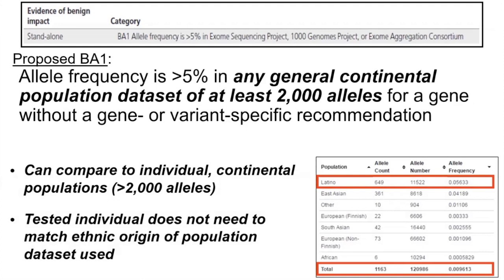So for example, for this variant seen here on the right, I have a screenshot from gnomAD. You can see that the overall aggregate frequency across all the populations was about 0.9%. However, if you look in the Latino population, this variant is above 5%. So in this case, you could call this variant benign because of this high allele frequency in the Latino population, even though the global population frequency is less than 5%.